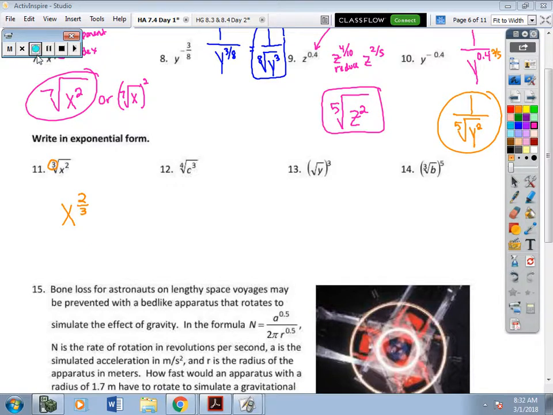Rayleigh, what'd you get for 12? 3/4. Good. How about for 13? Sam? 3 over what? 1. What's the imaginary index of a root? Yep. So the index is, and normally if there's no exponent it's a 1, but an index is a square root, which is a 2. And then the last one we should have be to the, is it 3/5 or 5/3? Garrett? 5/3. Perfect.